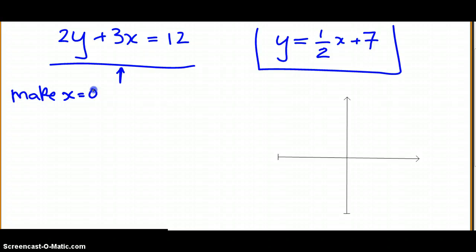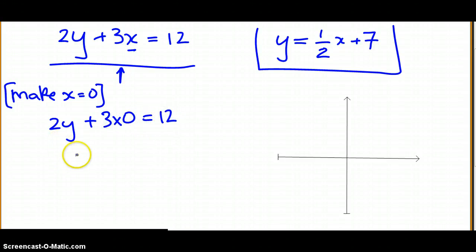Okay, so as I said, we're going to make x equal 0, and that's going to be my first operation, and I'm going to put x equal to 0 into the equation. 2y plus 3 times 0 must give 12. From this point we can actually work out what y should be. 3 times 0, that's gone. 2 times a number gives 12. That number must be 6. 2 times 6 gives 12.